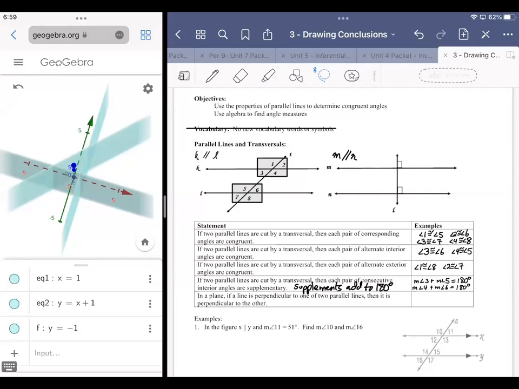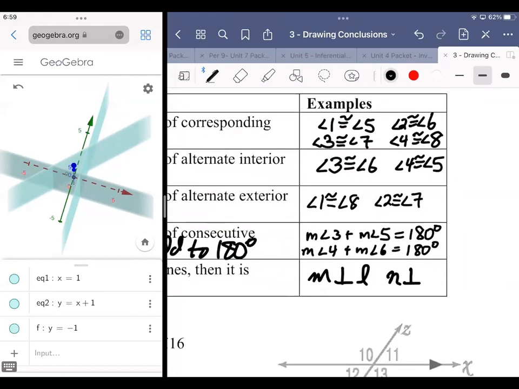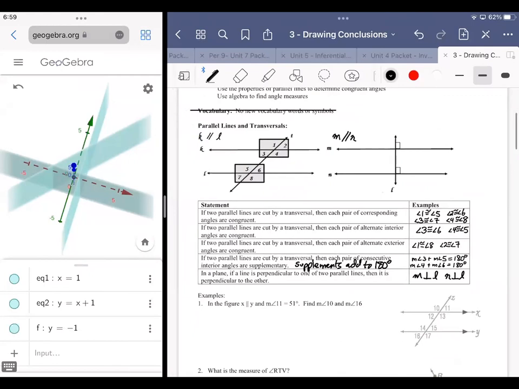If a line is perpendicular to one of two parallel lines, then it's perpendicular to the other. That one's a little simpler, because here's your diagram. It's basically just illustrating that in action. So that's telling us that based off of this display here, we're saying that M is perpendicular to L, and N is perpendicular to L also. Sorry, I gotta zoom in. All right, so if it's perpendicular to one, it's gotta be perpendicular to the other.